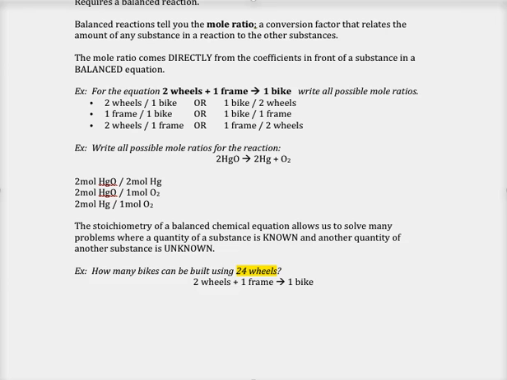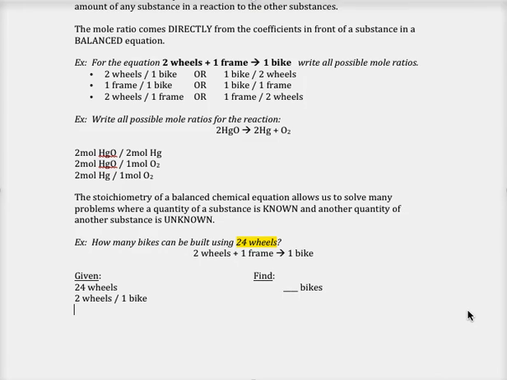I also need to take into account this mole ratio, that there's going to be 2 wheels for every 1 bike formed. And finally, what am I trying to find? How many bikes? Some number of bikes. Once I write it out, it looks like this. 24 wheels, I have a mole ratio of 2 wheels for every 1 bike, and I'm trying to find a number of bikes. So you can see this is going to be a picket fence with 2 links in it.